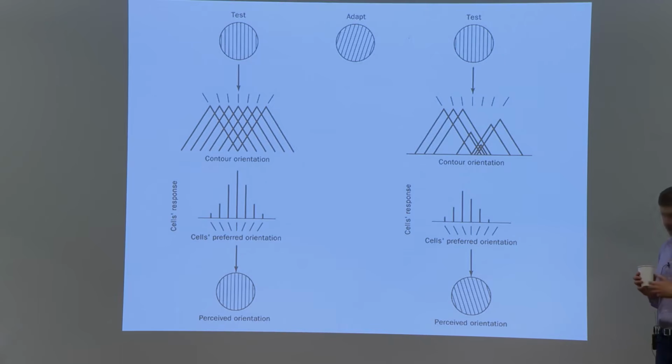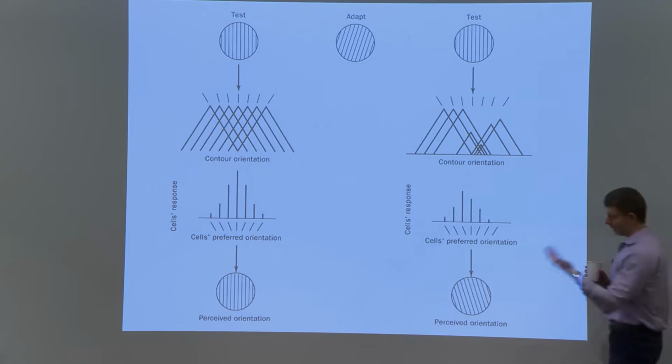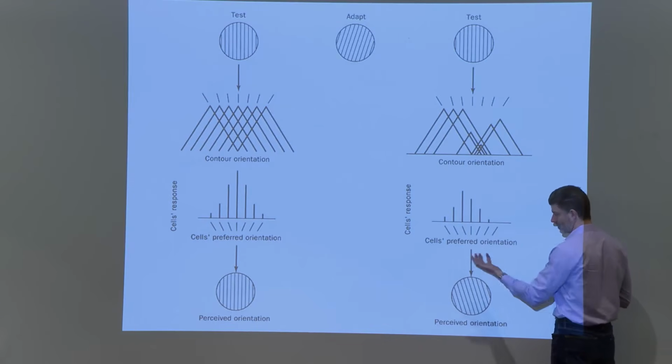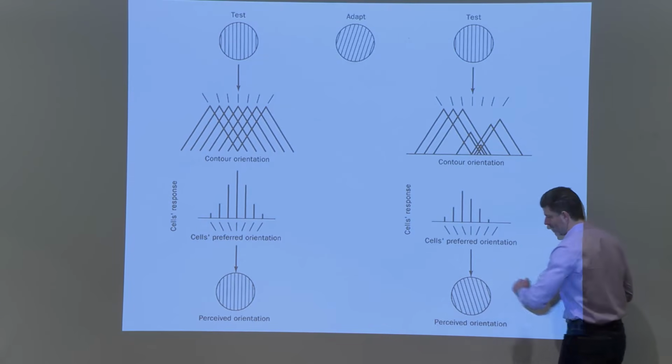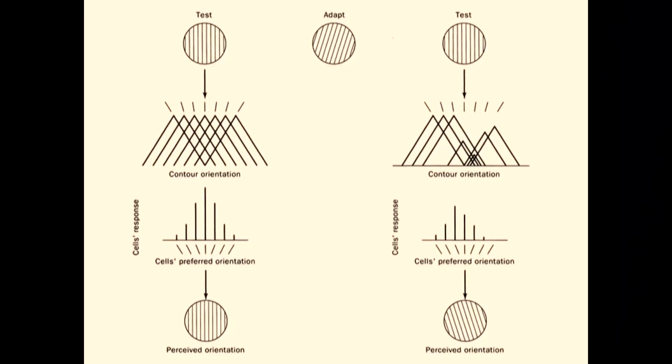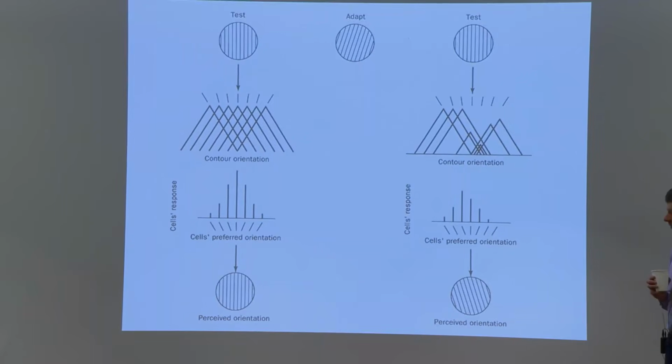If you believe that there is some mechanism that can detect the peak and use that to infer the orientation, then that predicts that the perceived orientation will be shifted in the direction opposite to what you adapted to. That's typically how we explain after effects and how they're believed to provide evidence for these population codes.